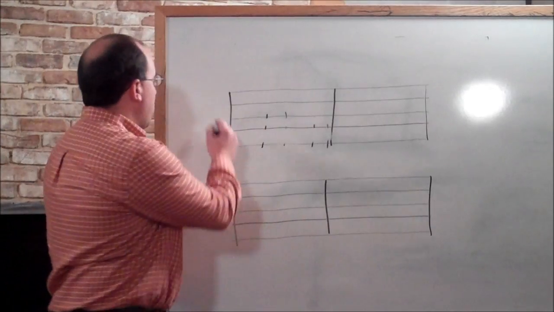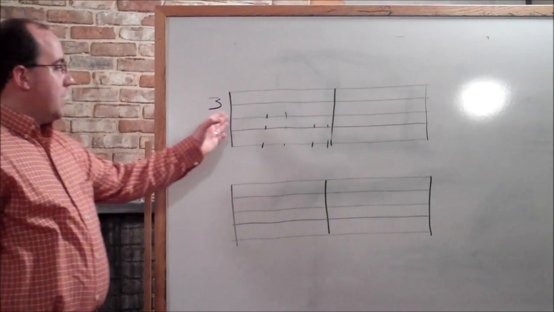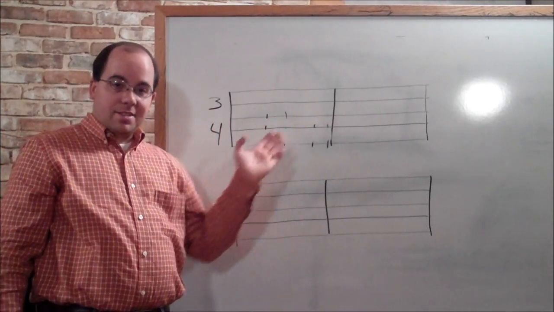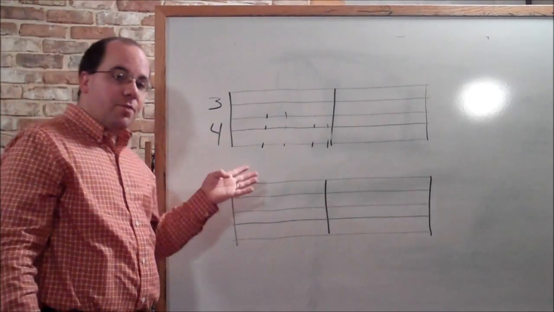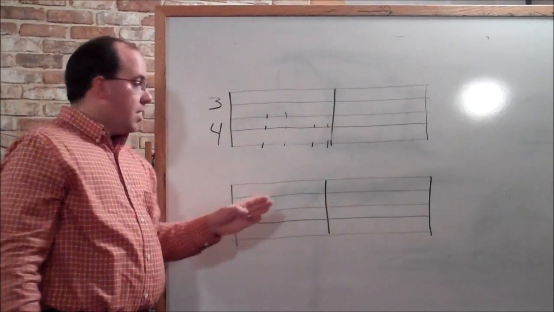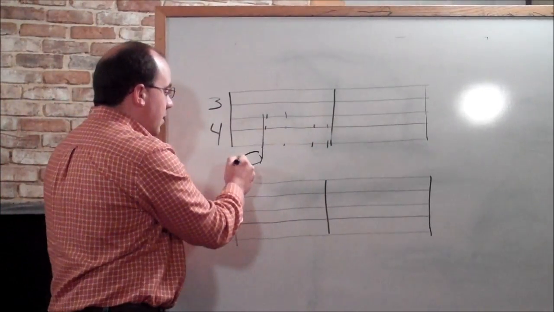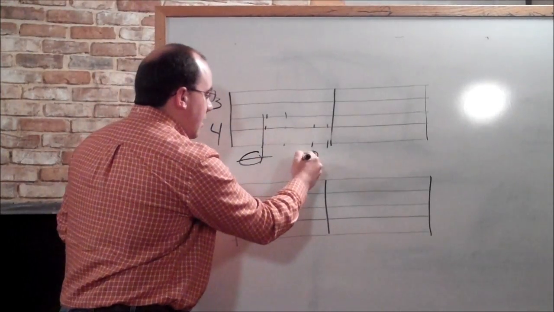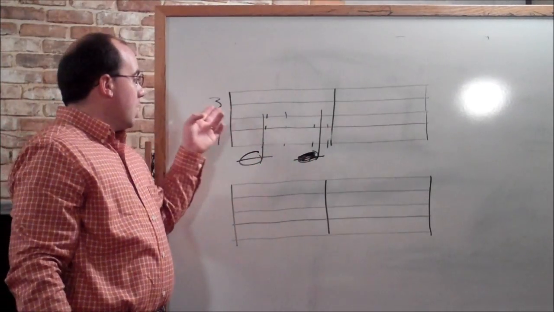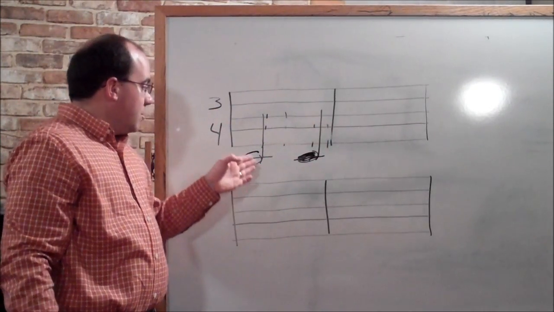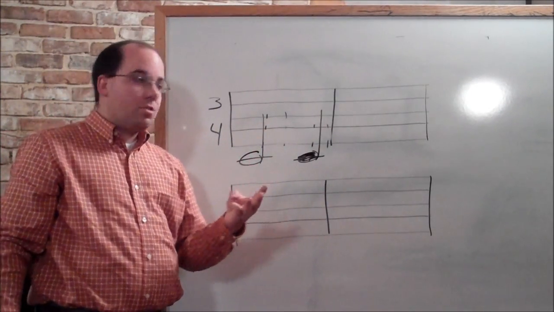A 3/4 would be similar, but each measure would only have 3 beats instead of 4. So you'll never see a whole note, because the whole note receives 4. You don't have space for 4 beats. You may see a half note and a quarter note. You'll never see 2 half notes, because that would equal 4 beats, and you only have 3 beats in the measure. But you will see a half note that equals 2 and a quarter note that equals 1, so there's your 3 beats.